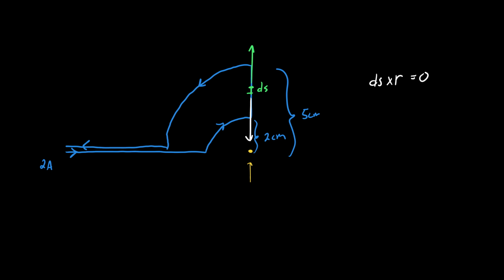And is it clear that it doesn't matter whether the current is going towards the center or away from the center? If it's going towards the center, suddenly our angle phi is going to be 0 degrees. So the ds cross r is going to be 0 there as well.